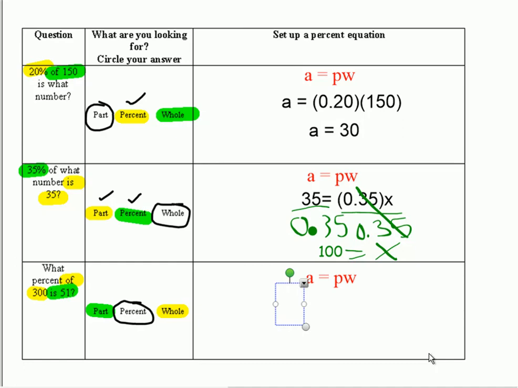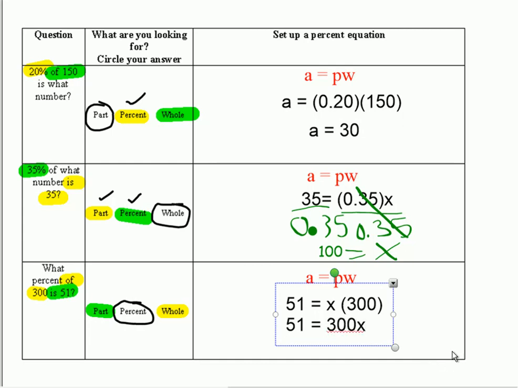So part is the is, that's 51, equals p, which I don't have, so I'm going to call it x, times 300. Now I don't like how that's written, so I'm going to rewrite it as 300x. Because usually when we see this, we see the variable behind the coefficient. Now I'm going to solve this by dividing both sides by what? 300, good.